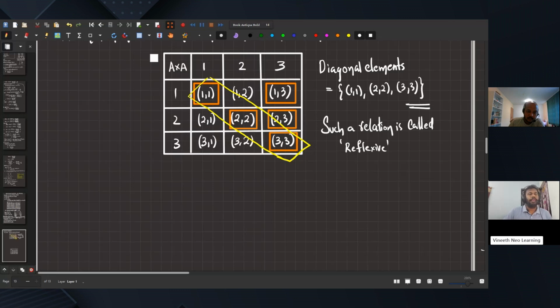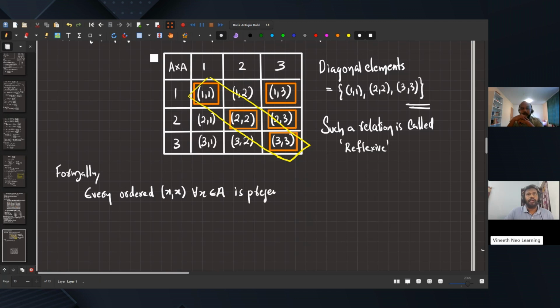More formally, if every element of the set is related to itself, that is, every ordered pair (x, x) for all x belonging to A is present in the relation R, then R is reflexive.